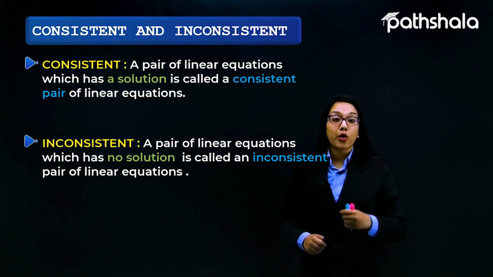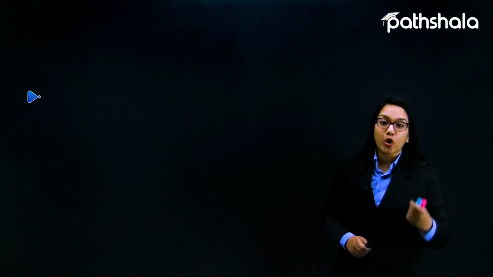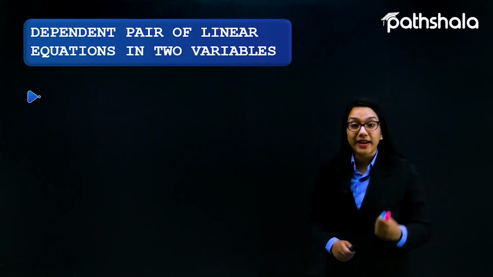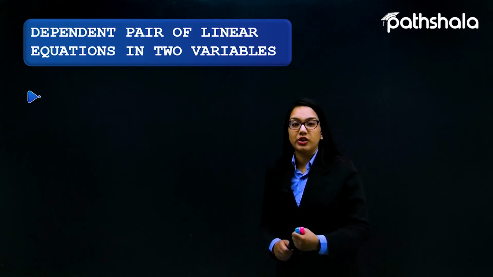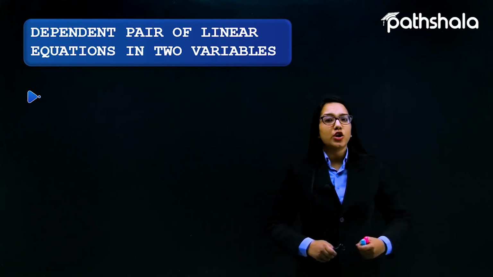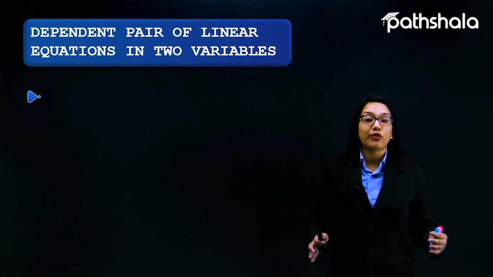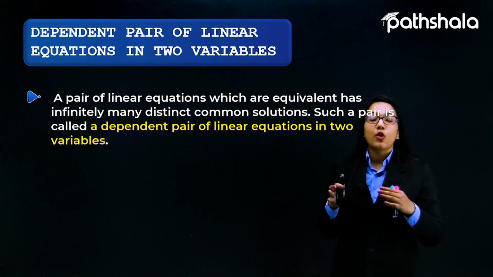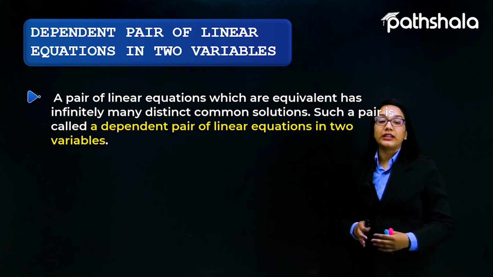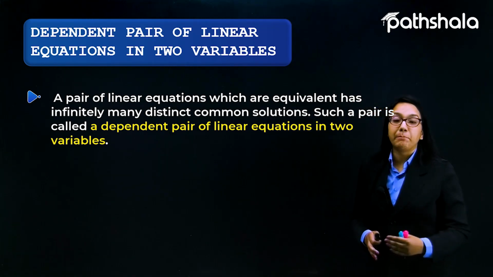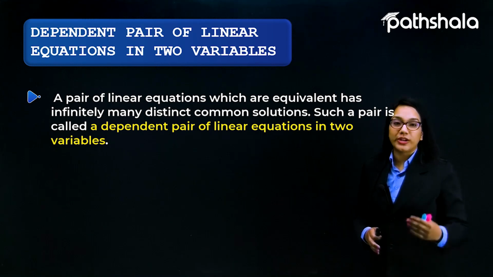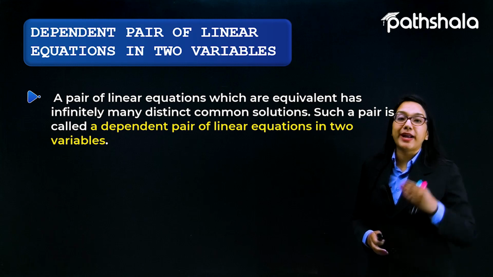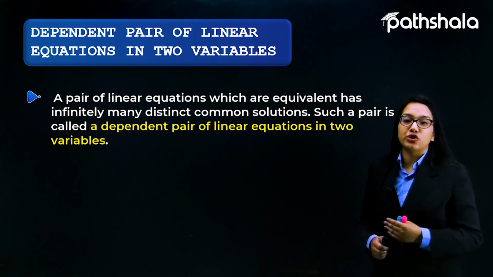Now let's talk about another important keyword, that is a dependent pair of linear equations in two variables. So what is a dependent pair of linear equations in two variables? A pair of linear equations which are equivalent has infinitely many distinct common solutions, and such a pair is called a dependent pair of linear equations in two variables.